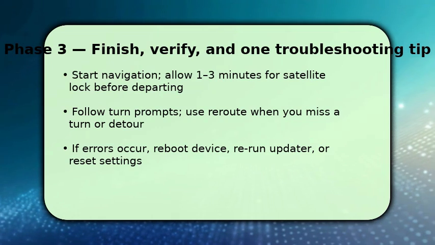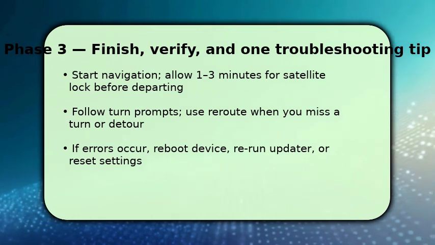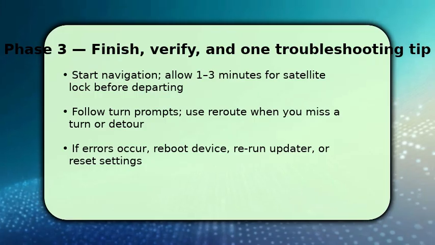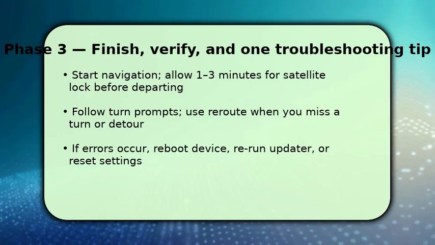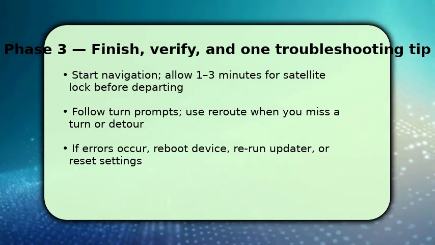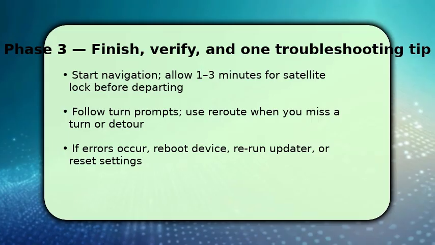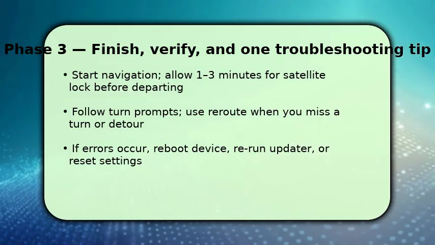Begin navigation only after the device acquires satellites. This can take 1 to 3 minutes. Once locked, follow turn-by-turn prompts and watch lane guidance. If you miss a turn, hit reroute and Navman recalculates. If you take an unplanned detour, allow time for a new path to generate.